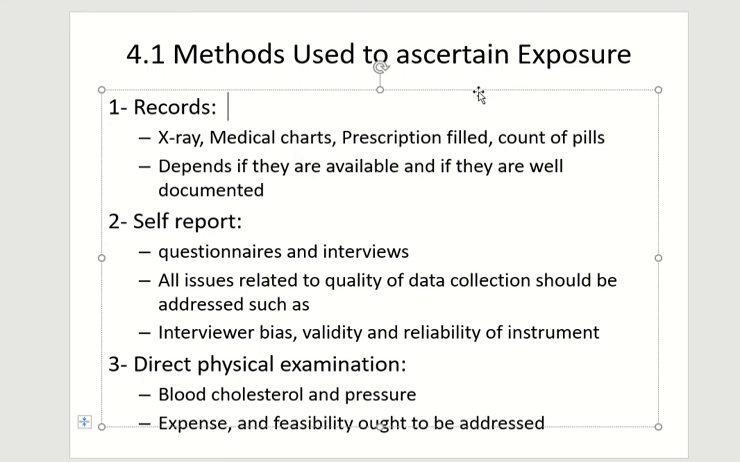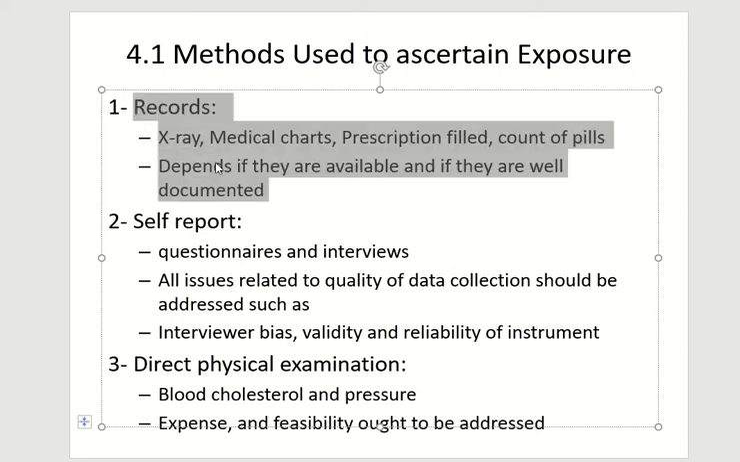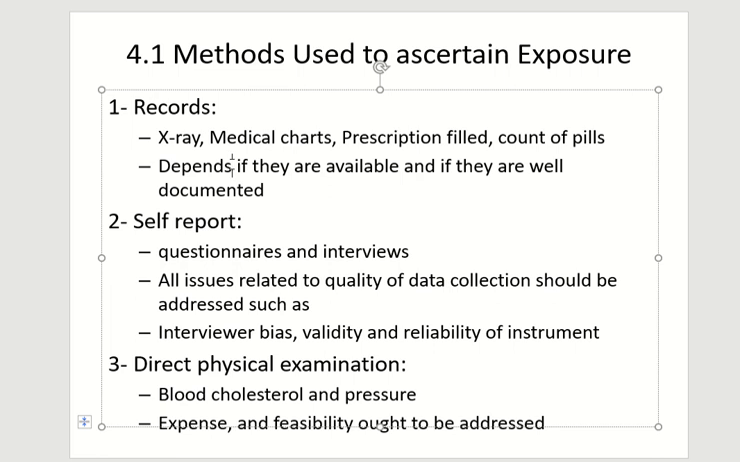So medical records, for example X-ray, medical charts, prescriptions, or counting the pills, depending on whether they are available or not. For records, remember that we talked about it a little bit in chapter, I think 4, which had to do with secondary databases. And with secondary databases, your data is already there, and how would you utilize the data? So it kind of ties up a little bit to that point.